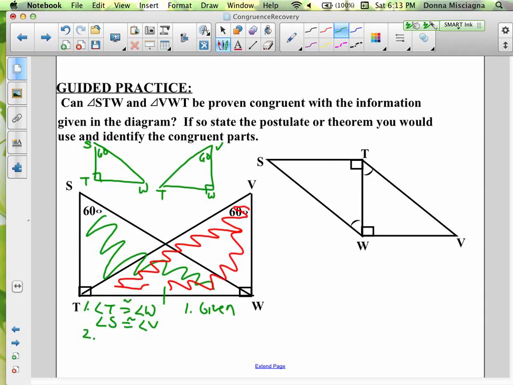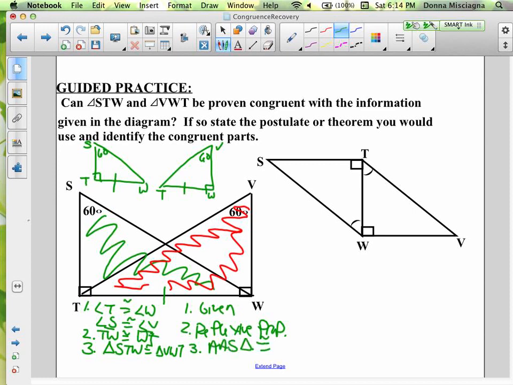And then TW is congruent to WT. That's, oops, my T looks funny. That's the reflexive property. And that's enough information. You just mark it there. Right, to prove our triangle is congruent. So here, triangle STW is congruent to triangle VWT. And our postulate would be angle side, triangle, congruence theorem.